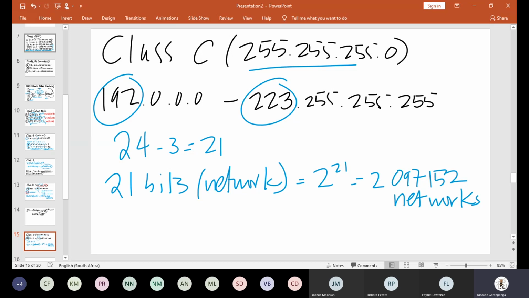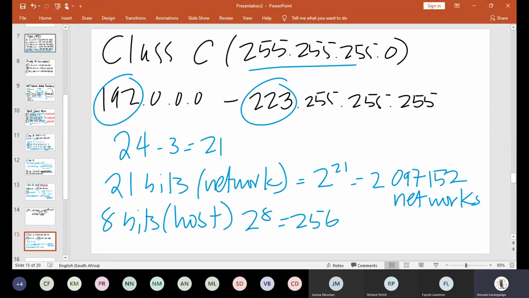That will then give us 8 bits representing the host. So we've got now 2 to the power 8, which is equal to 256. But remember, you always have that 2 that we're talking about. So minus the 2, which will then give you the 254 hosts that can be gotten as far as your Class C platforms are concerned. So that's how you typically look at the different classes associated with conventions there.